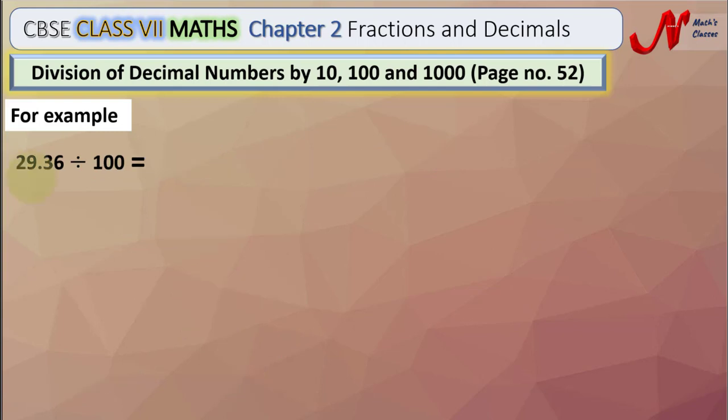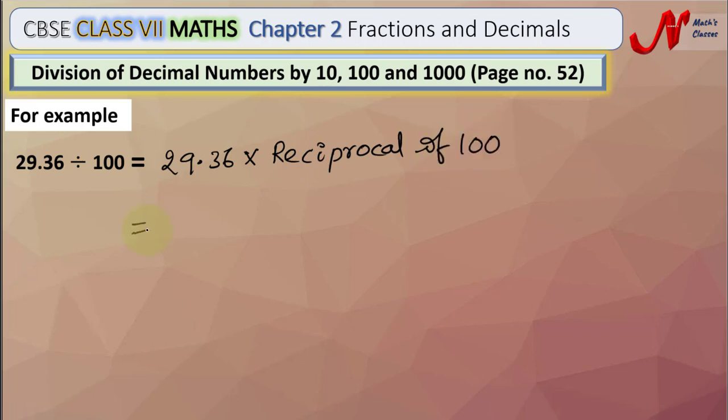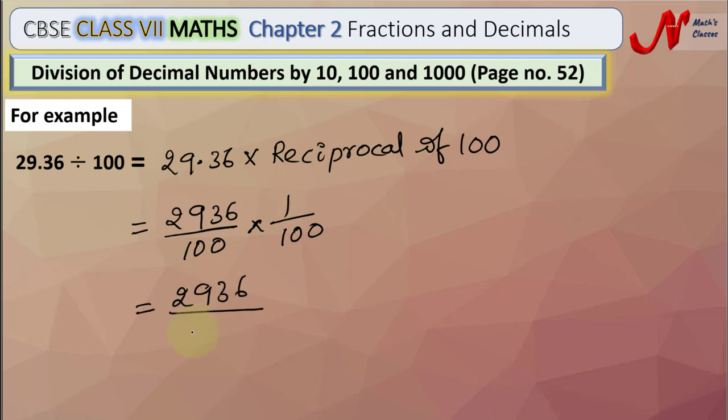Now we find the value of 29.36 divided by 100. So first we write 29.36 into reciprocal of 100. It can be written as 2936 by 100 into 1 by 100, which can be written as 2936 by 100 into 100 is 10,000.